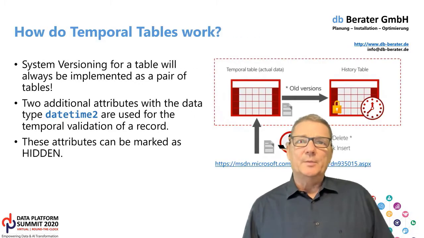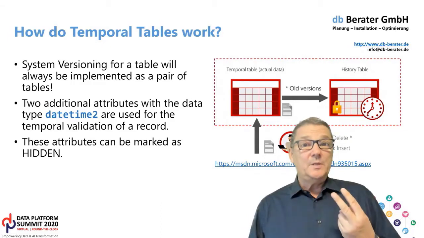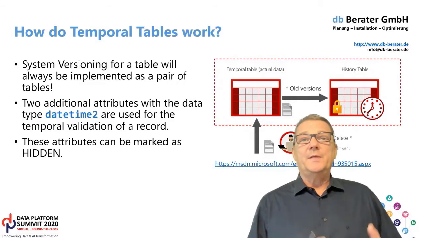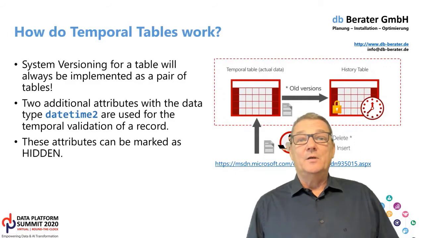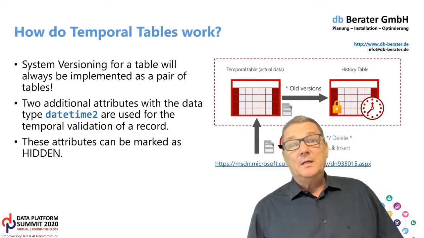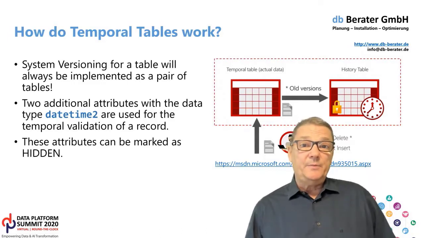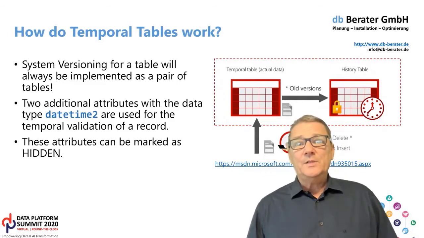How will temporal tables work? Well, basically, it's very easy. System versioning for a table will always be implemented as a pair of two tables. So what we need to have is two additional attributes with data type datetime2, which is used for the temporal validation of a record. If you're having a running application and you want to implement this temporal table feature afterwards, then don't worry. If you want to have it, but you don't want to have the columns visible in your table, just mark them as hidden.